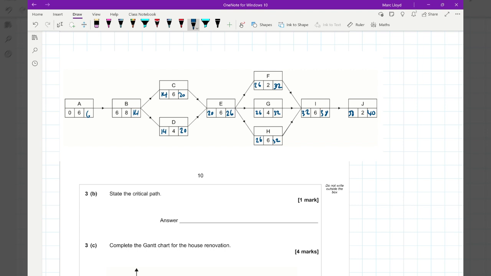All right, the critical path, we've got A to B. C is the one that has no float time. 14 plus 6 is 20, so we go to C. I normally highlight these for you. A, B, C, E, H, I, J, like so.